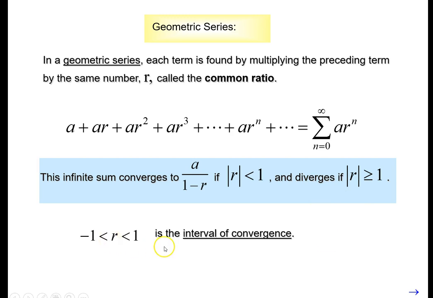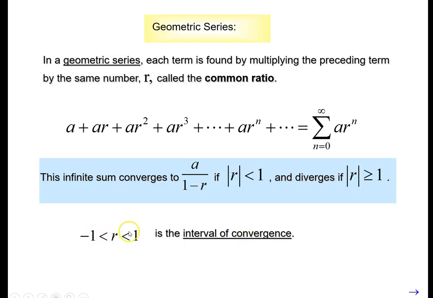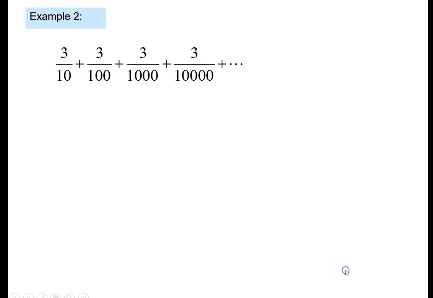Another name for this is the interval of convergence, and we'll get more into that term later in the chapter. But the interval of convergence in this case is as long as r is between -1 and 1. Where am I getting that from? Right here, because we said the absolute value of r has to be less than 1. That's called the interval of convergence.